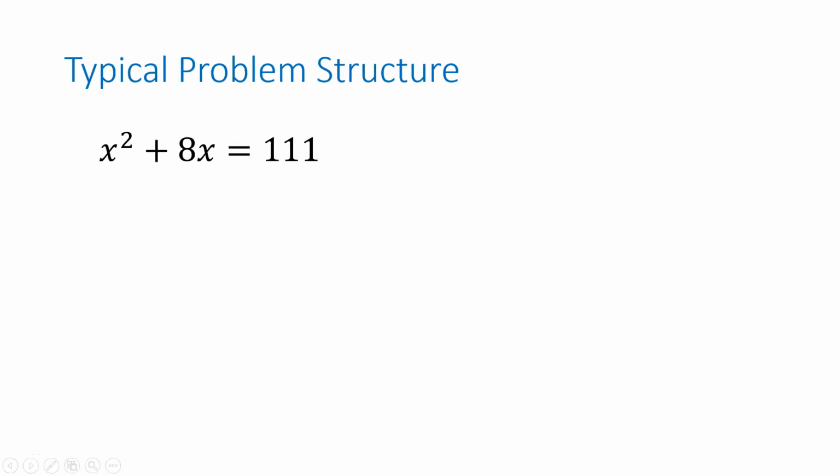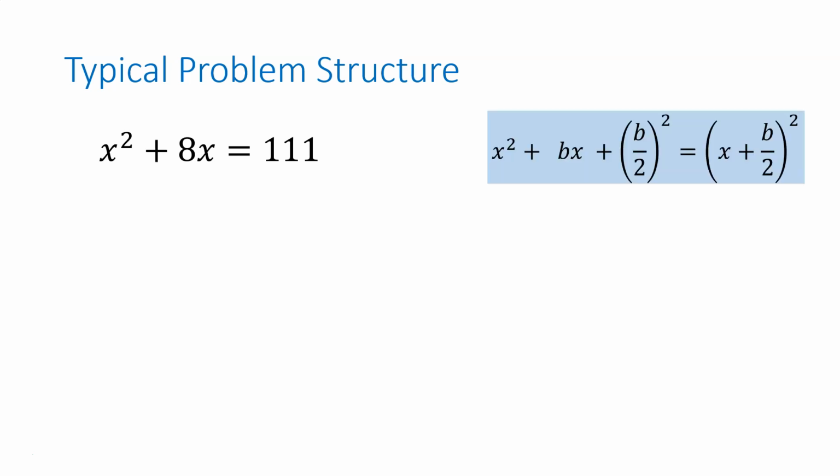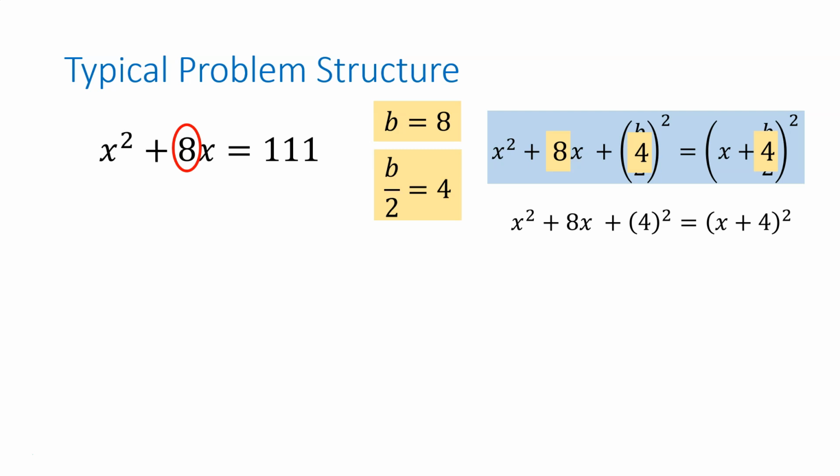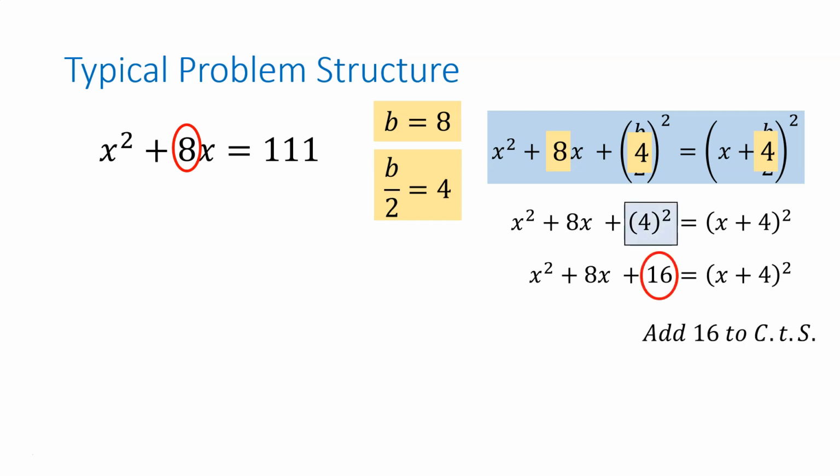A typical problem would set our previous expressions equal to some constant. In this case, we have x squared plus 8x equals 111. These problems start off the same way as the problems you just completed. We identify b equals 8 and b over 2 equals 4. We plug those into the perfect square pattern and get x squared plus 8x plus 4 squared equals x plus 4 in parentheses squared. We replace 4 squared with 16, and we see that we need to add 16 to complete the square.